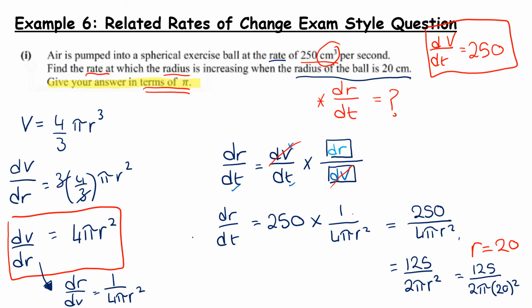And then I can put in the pi, remembering that the pi goes underneath. So apologies, I'm going to have to move up here because I'm running out of a bit of space. So simplified in my calculator as 5 over 32. Pi is in the denominator, so I put pi back into the denominator. And that is the rate at which the radius is increasing when the radius of the ball is 20.